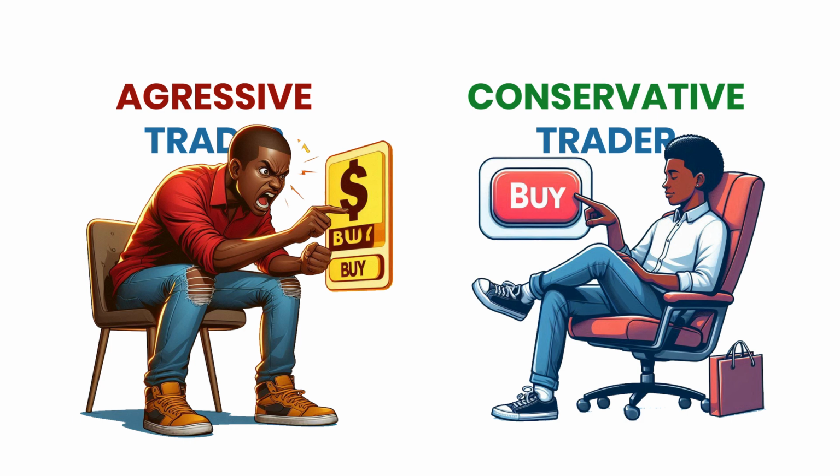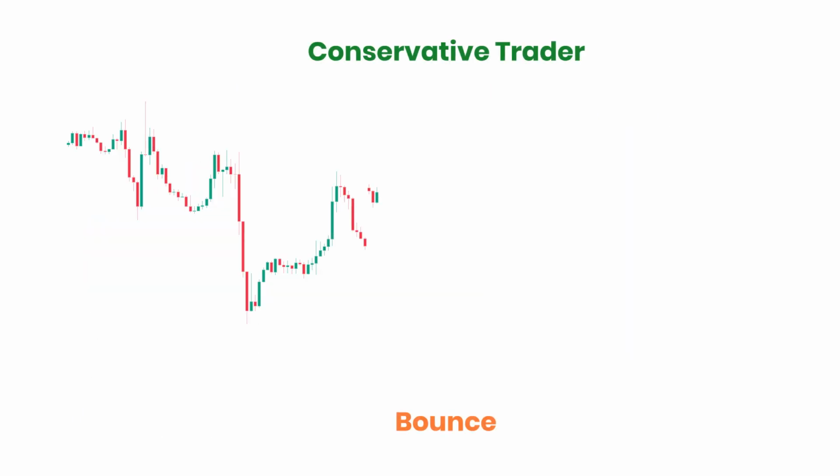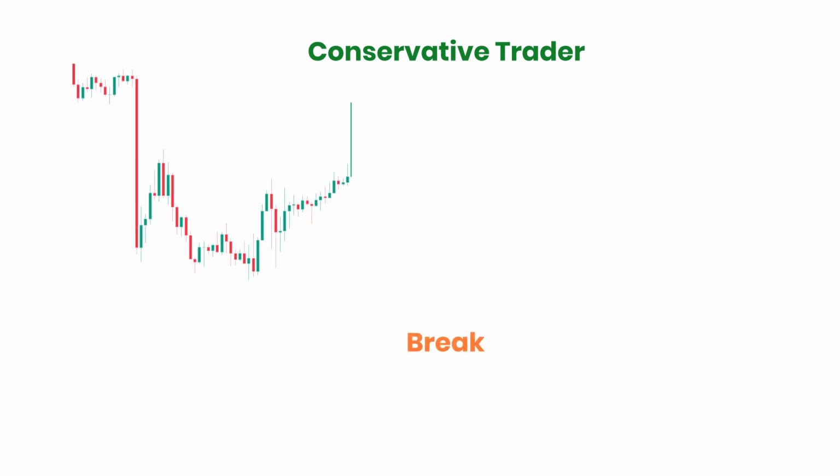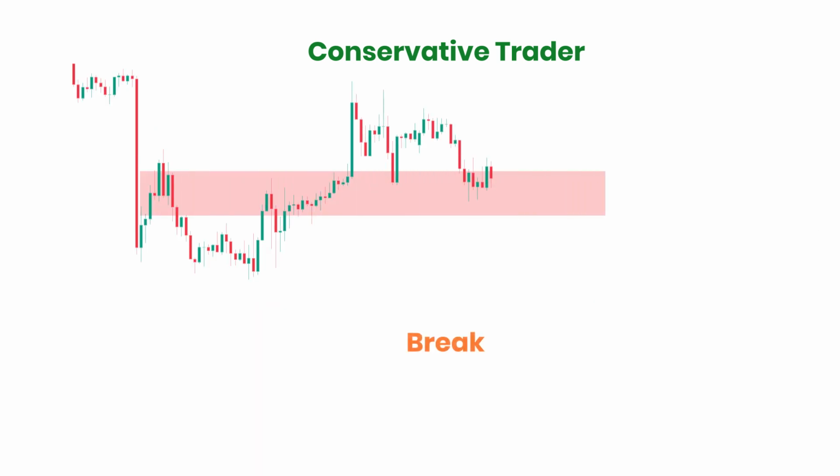This is how a conservative trader trades. The conservative trader trades the bounce only after a candlestick confirmation. For example, in this chart, when price got to our zone, the conservative trader waited until he got a candlestick confirmation before he entered the trade. With the break strategy, the conservative trader trades the break by waiting for a pullback after the break and entering with a candlestick confirmation.